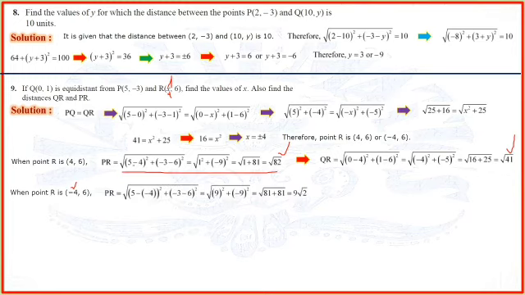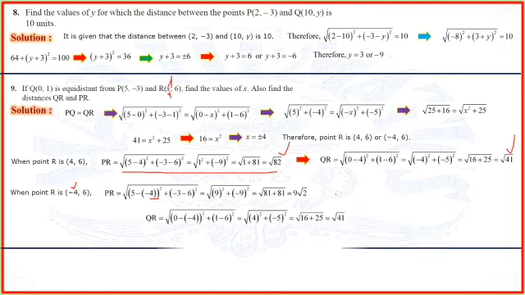Now the next, when the point is (minus 4, 6), using a similar method, instead of this plus 4 we will put minus 4, and then here also for QR, this is minus 4, and then solving it, we get 9 root 2 and root 41 when x is minus 4, and root 41 and root 82 when x is plus 4. That's all about this question number 9.